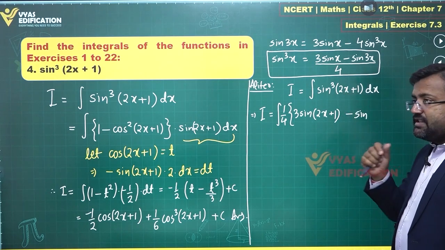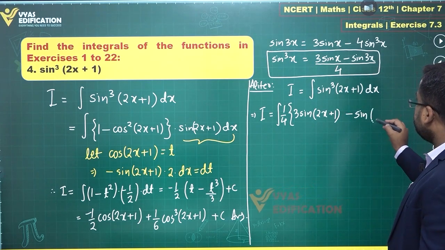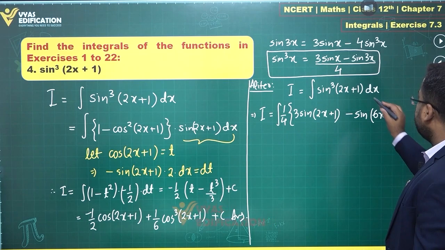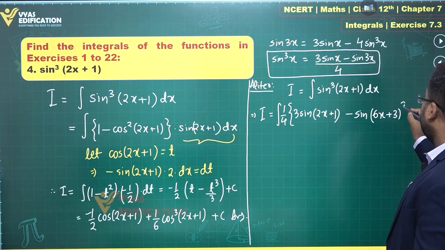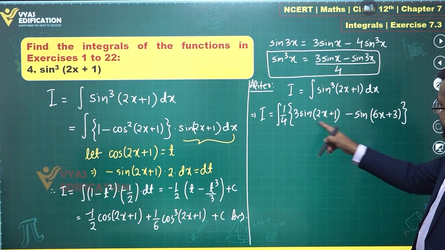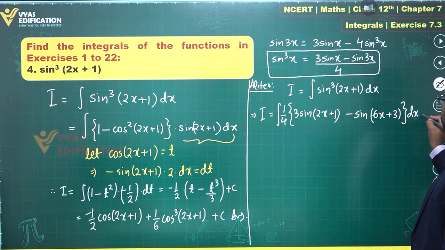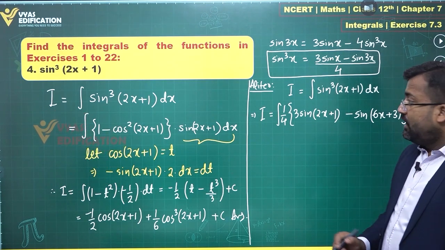minus sine of 3x, which is 3 times this angle. What is that? 3 times 2 is 6, x plus 3. This is what I get. Curly brackets closed. Yes, these are the two terms with respect to x, we want to integrate this. Now how do we do that?